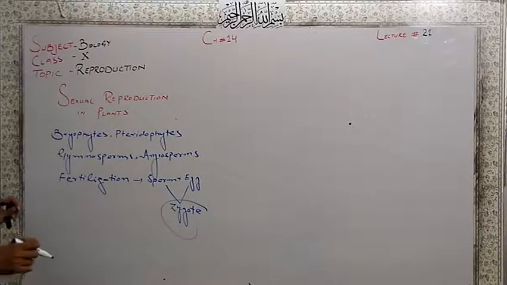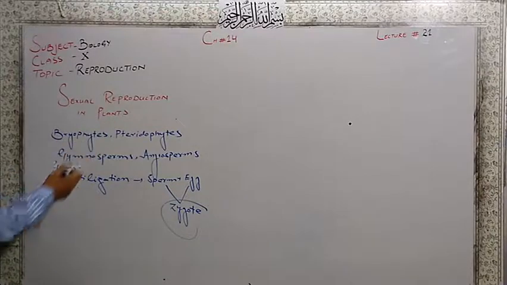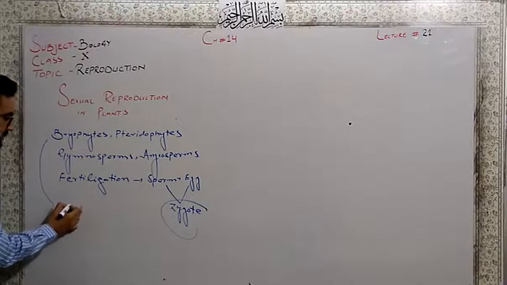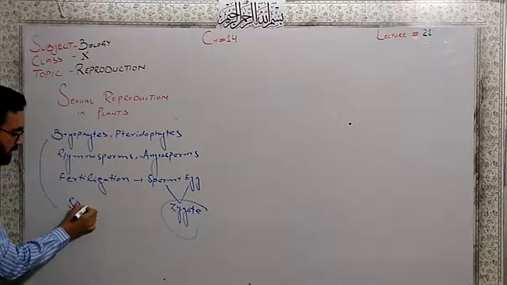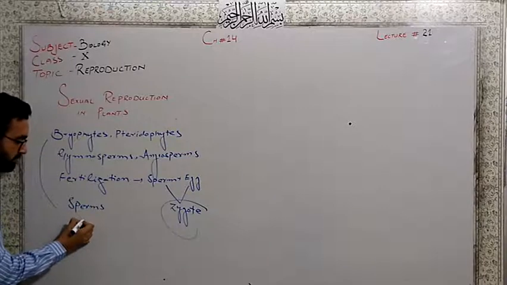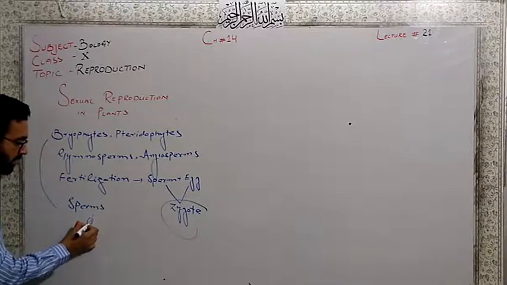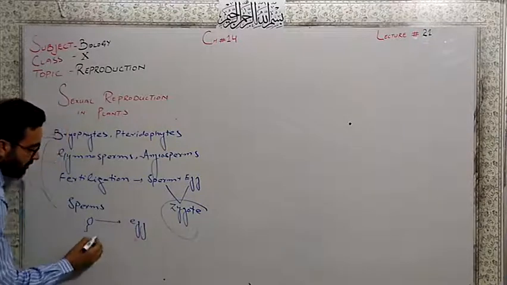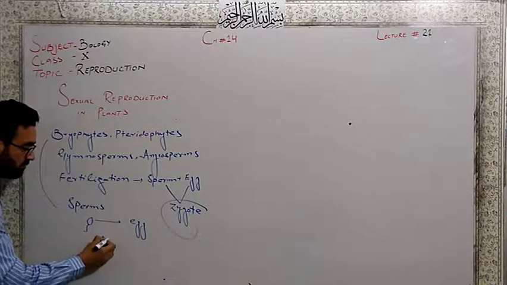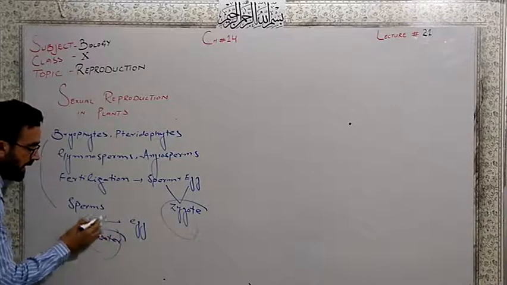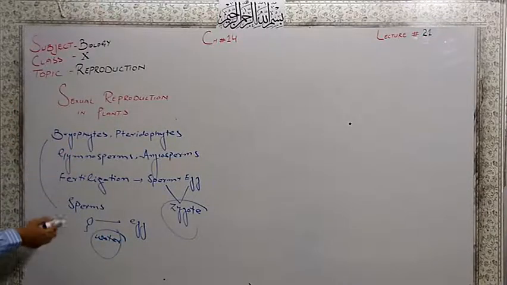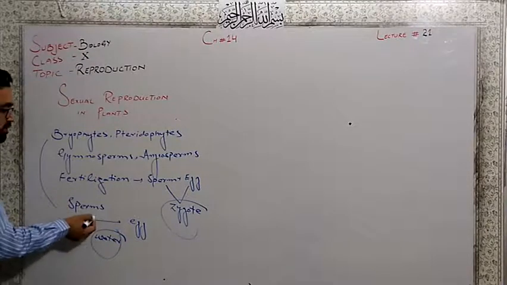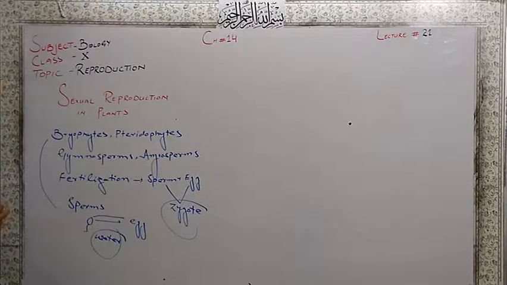There are many methods of fertilization in these four different groups. Like in bryophytes, the sperms are motile. What does it mean by motile? That they are flagellated, so they swim towards the egg. So the fertilization process needs a medium, water, and that's why the bryophytes are also called amphibious plants, because they need water for the reproduction process.